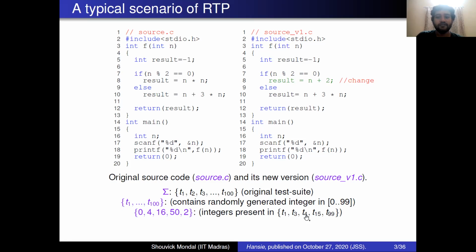This T1, T3, T4, T15, and T99 is our running example test suite, regression test suite, for the rest of the presentation, unless, of course, I mention explicitly if another example comes in. And all of the test cases here that bypass this condition to the else part are all odd numbered integers.